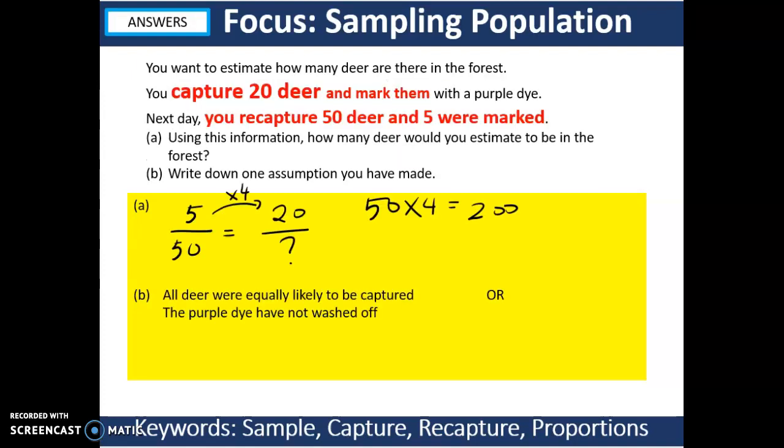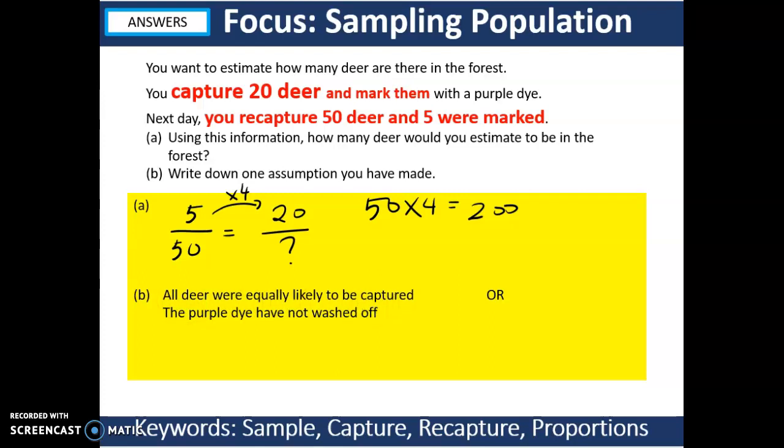Okay, after you've unpaused, you realize that you capture 20 and you mark them, and you recapture 50 and 5 of them were marked. So you put it into your fraction or proportion. So you got 5, you got 50 here, and you got your 20. So again, how do you go from 5 to 20? You times by 4. So you go from 50 times by 4 to get your 200. The assumption you made was that the purple dye has not washed off, or that all deer were equally likely to be captured.